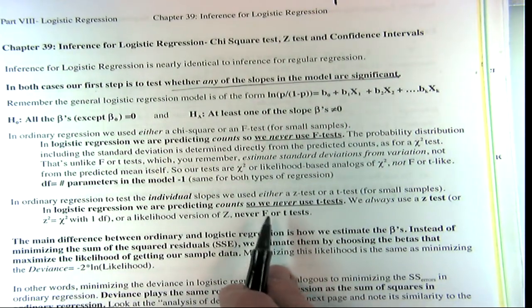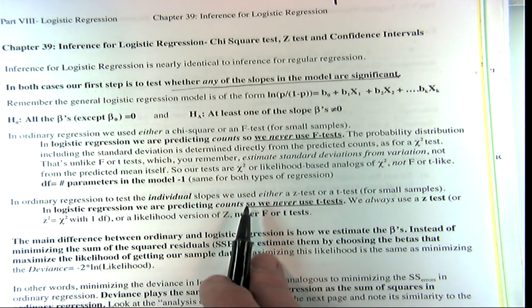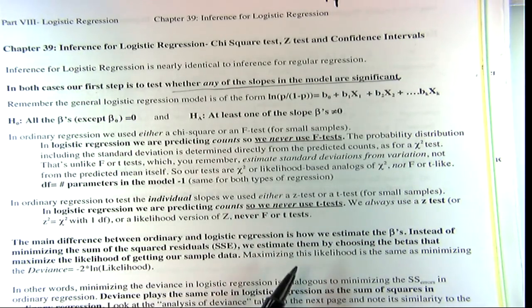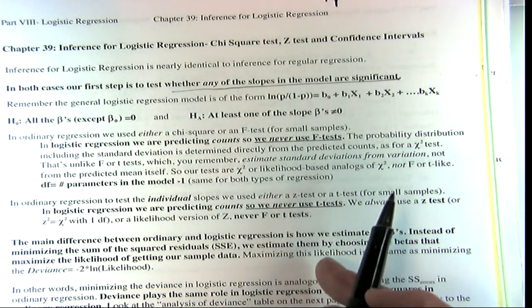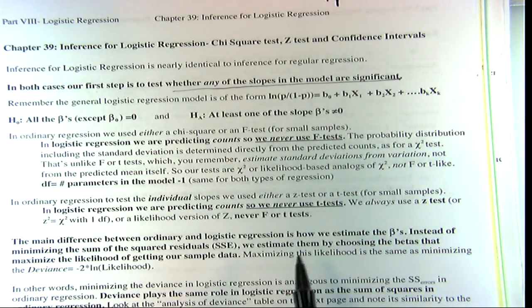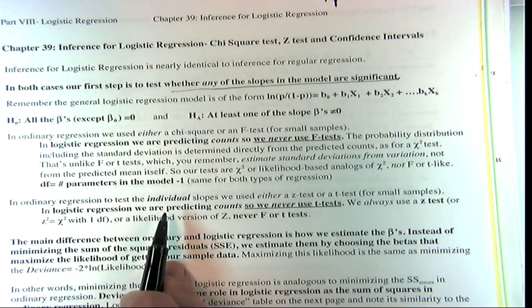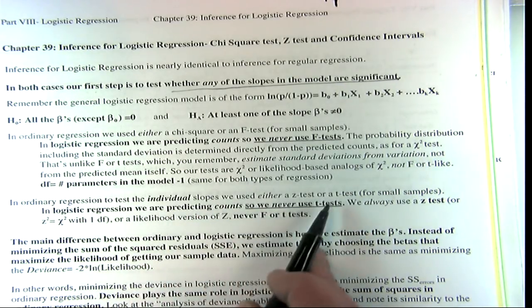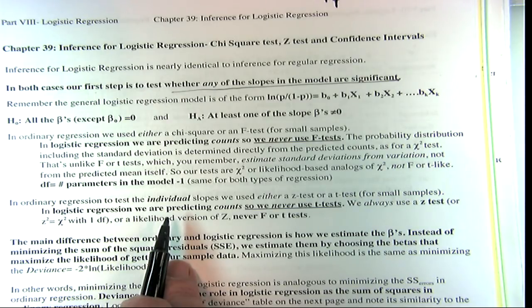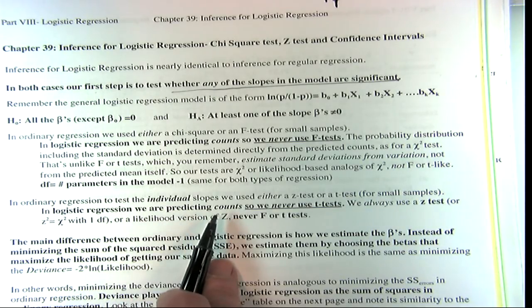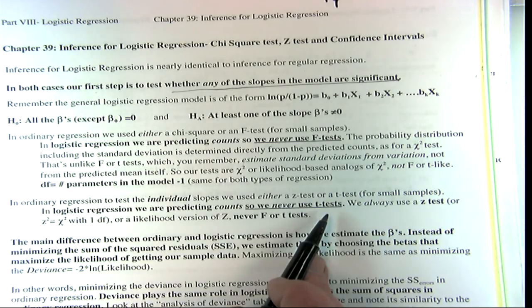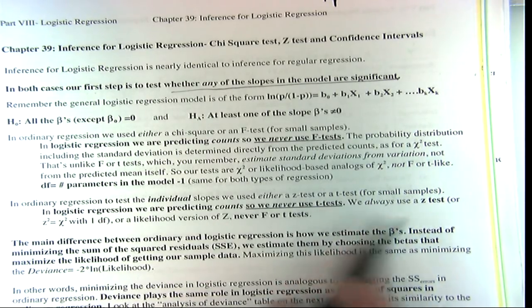All right, now, in ordinary regression, once we find out that the overall model has significance, then we can say at least one of the slopes is significant. To test the individual slopes, in ordinary regression, you can use either a Z or a T test, but not in logistic regression. You're only going to use a Z test for the same reason. We'll never use T tests, right? So we'll always use a Z test.